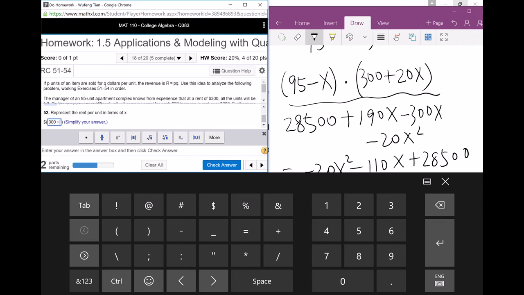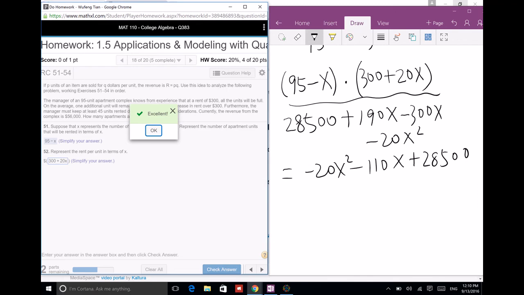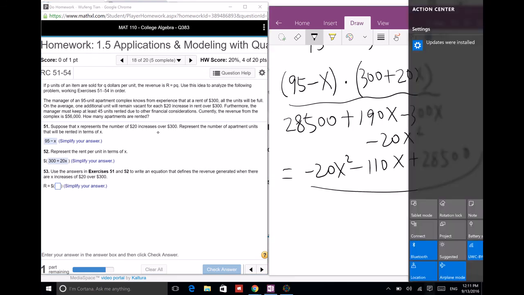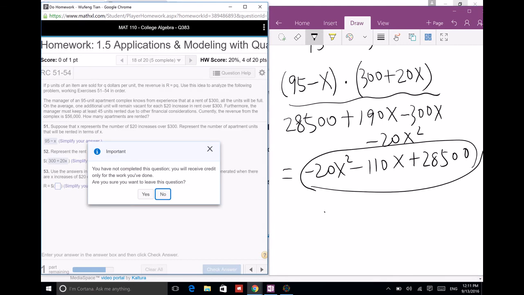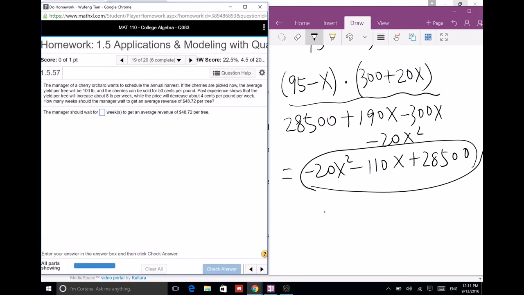Plus 20x. Okay. Then you continue. Revenue is, you type in this one into revenue. You type in revenue right here. It should be right. Okay. So I think the last one asks you to solve an equation. Solve equation equals 56,000. That's what I think. Okay. So I'll ask you to finish the next two since I already gave you the equation.